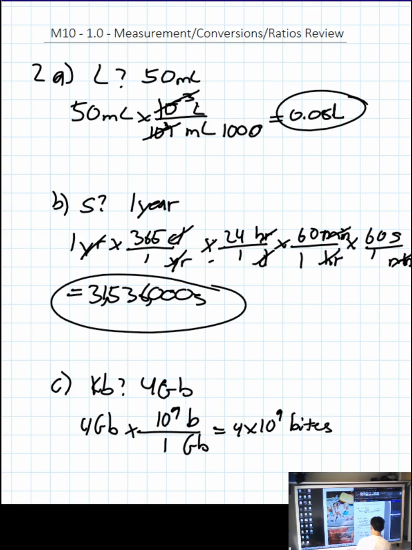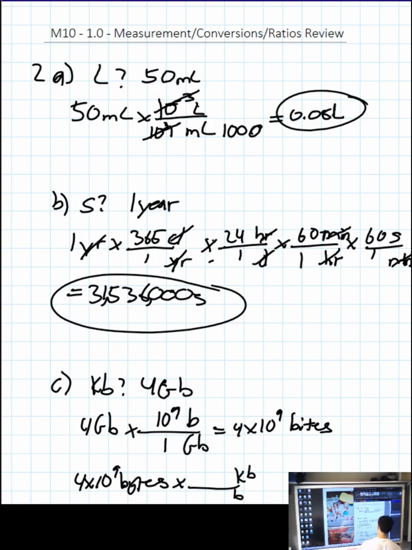We're now going to carry that down to the next line. 4 times 10 to the 9 bytes, spelt B-Y-T-E-S. All good. Times over. So this time bytes are going to be on the bottom. We can use B for the name. And let's get to kilobytes on the top.